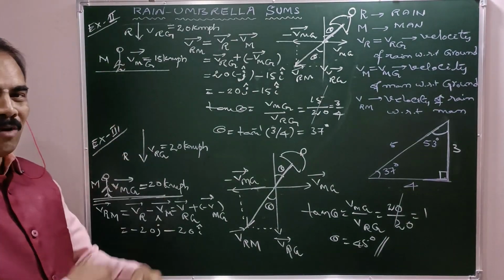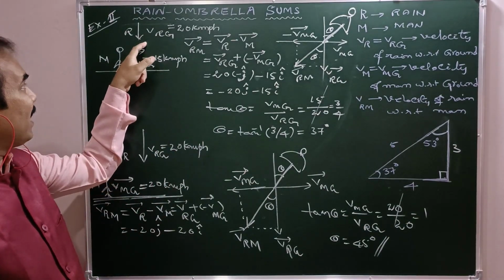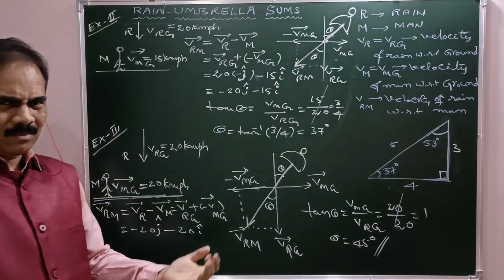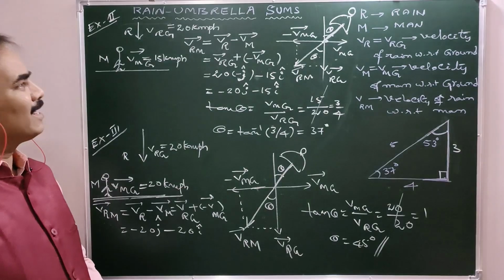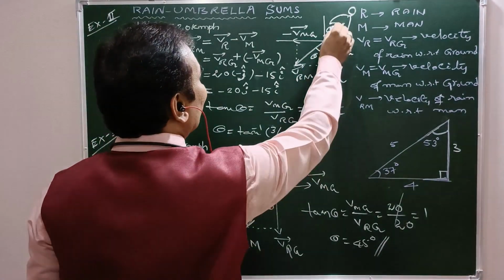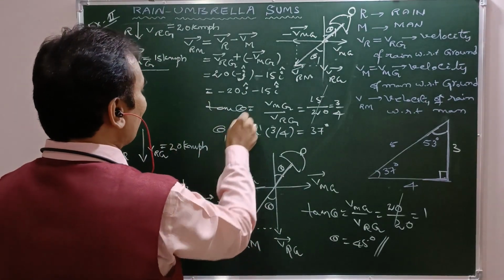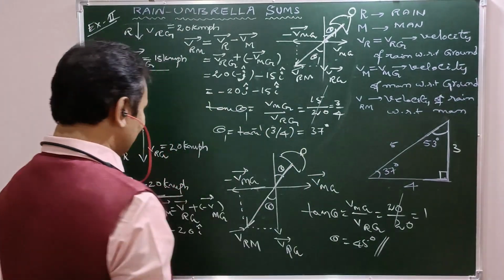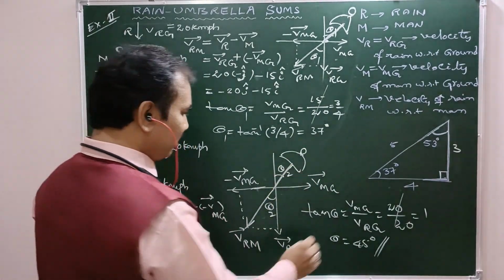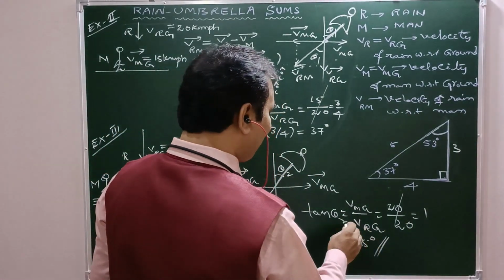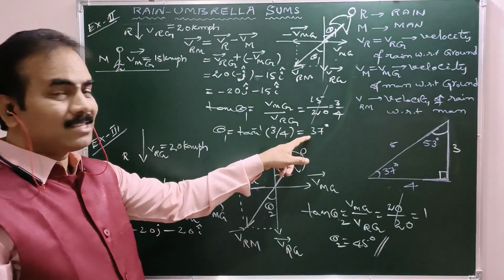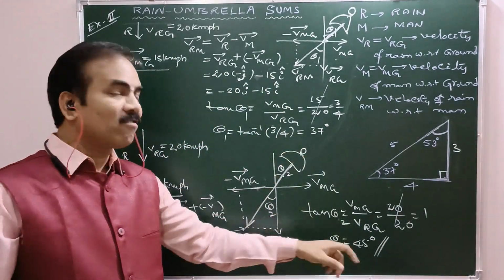Right. Here one more point. Rain is falling vertically downwards in both cases with the same magnitude, 20 kmph. See the directions here. In the first case, let this be theta 1. What is theta 1? Theta 1 equals 37 degrees. In the second example, let it be theta 2, that is theta 2 equals 45 degrees. 45 degrees means the angle is somewhat increased from 37 degrees to 45 degrees.